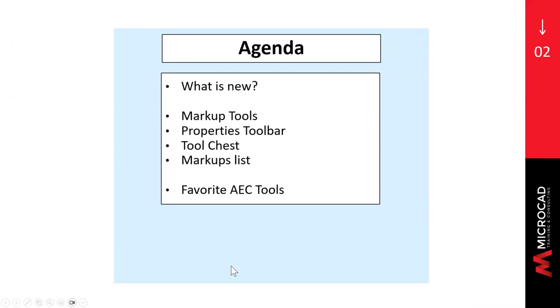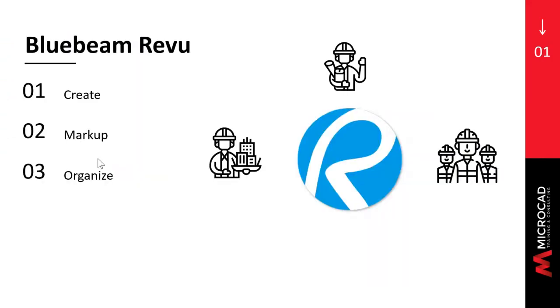Now, what is going to be on the agenda? We're going to do a slight mention of what's new in Bluebeam. So at this point, probably you're already on Revu 21, or you continue with Revu 20. And the tools that we are going to mention today are going to work on both versions. After that, we are going to jump into some of the tools that we mentioned, and I'm going to show you some of my favorite AEC tools that I use on a day-to-day basis.